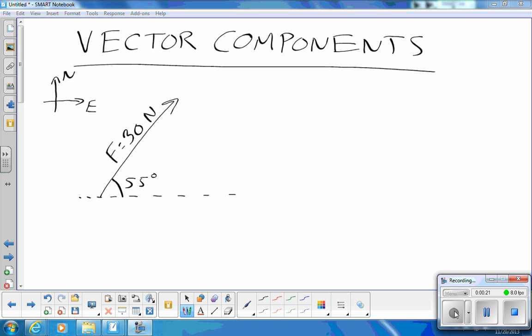This vector, first of all, notice in the upper left here we have the standard weather vane of north and east, and this vector I would describe as being a force vector of 30 newtons, and the direction I've been given here is 55 degrees. My reference line is east. I would ask you to figure out how I would describe that direction, and I would describe that direction as 55 degrees north of east. All right, and I want to find the components of this force vector in the east and north direction.